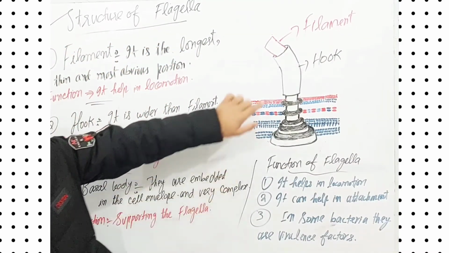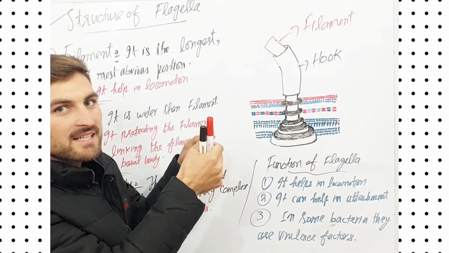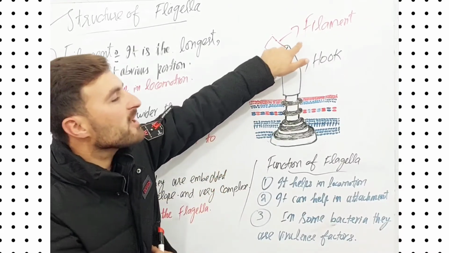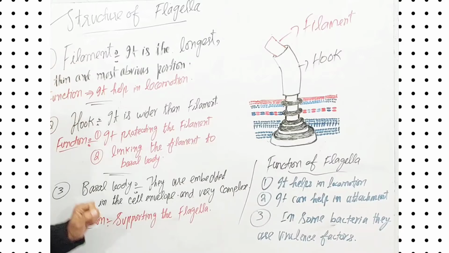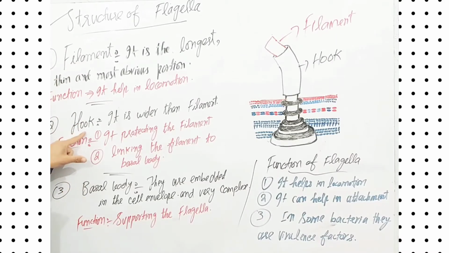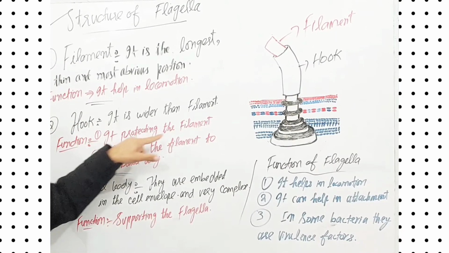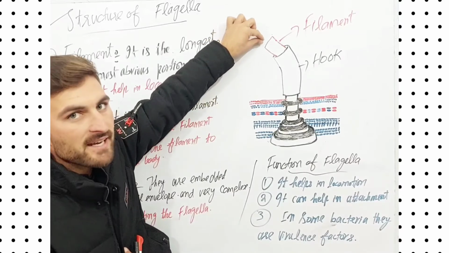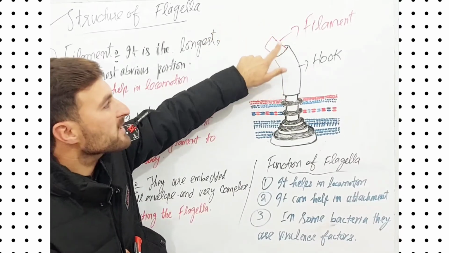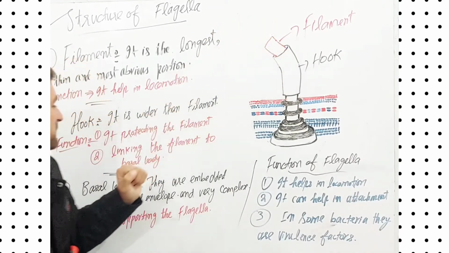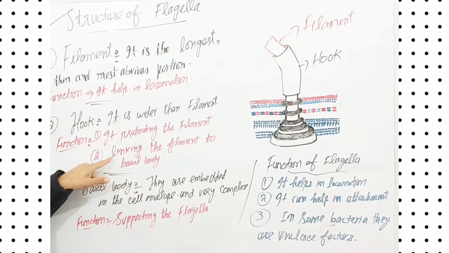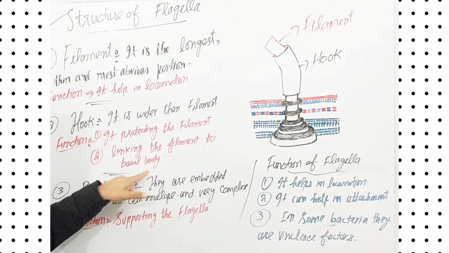So we see that it is wider or thicker than that of the filament. Now let's show the function of this hook. It is protecting the filament. Actually, the filament is inside the hook, so it protects the filament. And what is the second function? The second function is that it links the filament to the basal body.